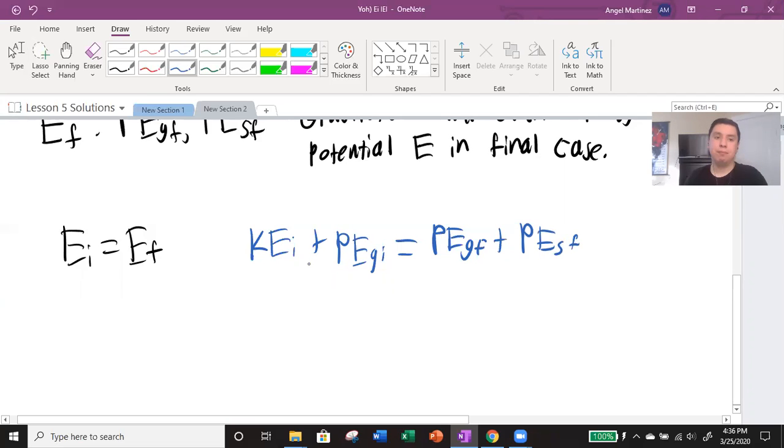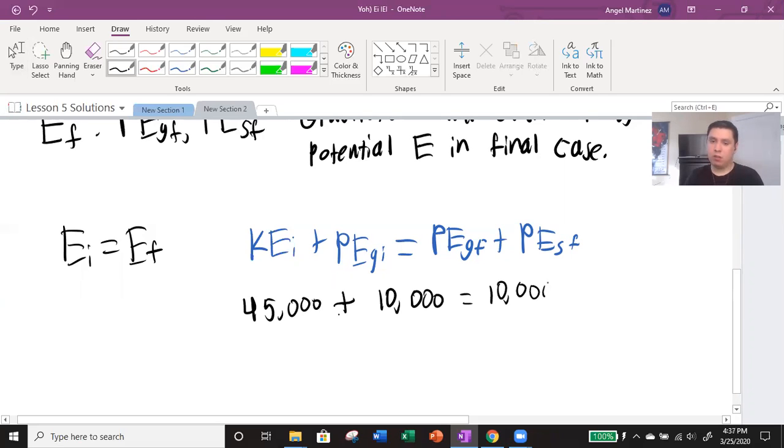Let's start plugging in. We said this was 45,000. This was 10,000, equals, again, PEGF is 10,000, potential energy at the final case. The potential energy of the spring in the final case, we don't know what that is. So that's what we're going to solve for. In fact, let me do that a different color.